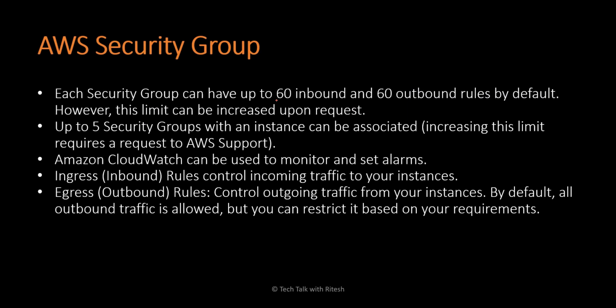Each security group can have up to 60 inbound and 60 outbound rules by default. So this is the maximum limit, but however, we can increase this limit. We need to ask AWS for it. Same goes for security groups, up to 5 security groups can be associated with an instance. Increasing this limit also requires AWS support. But it is a good practice to minimize the number of security groups, otherwise it will create more confusion.